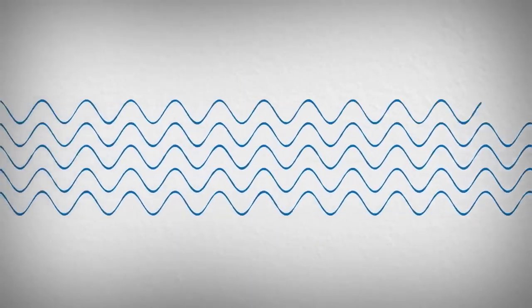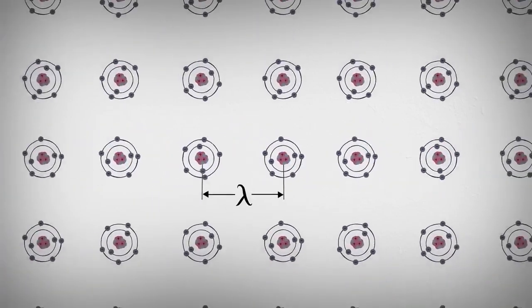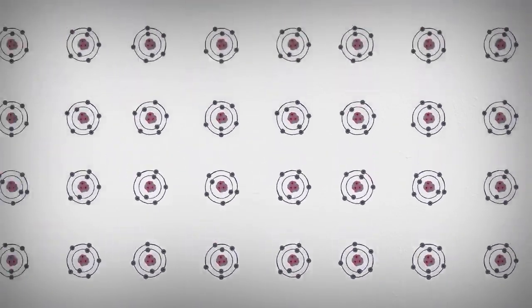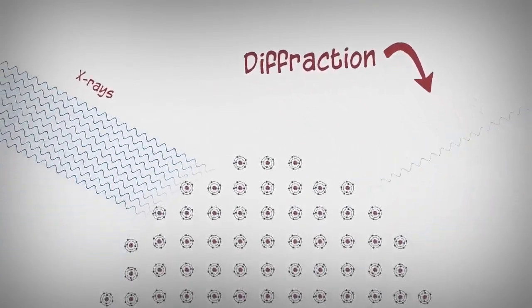X-rays are high-energy light with a repeating period called the wavelength. Since the wavelength of an X-ray is similar to the distance between atoms in a crystal, a special interference effect called diffraction can be used to measure the distance between the atoms.